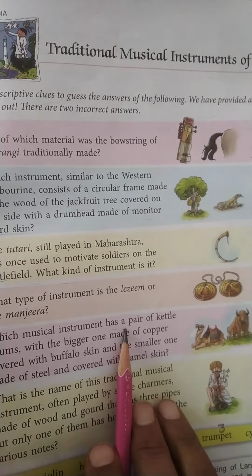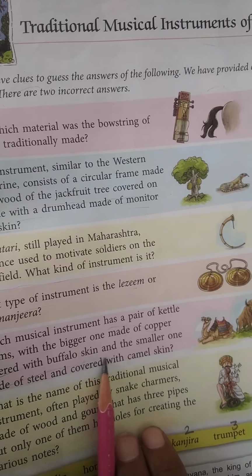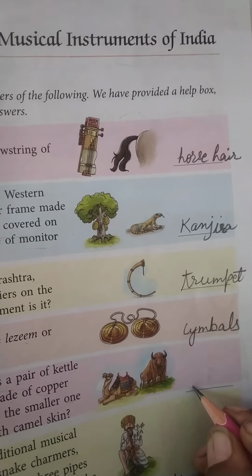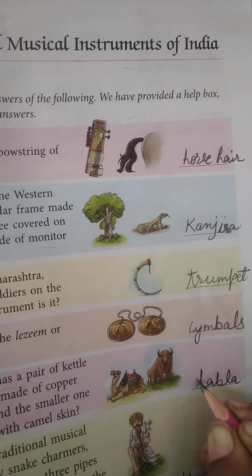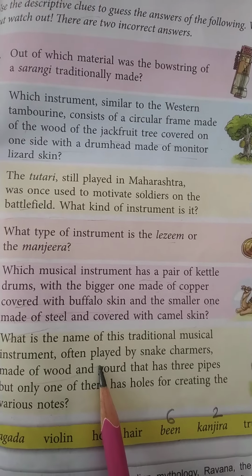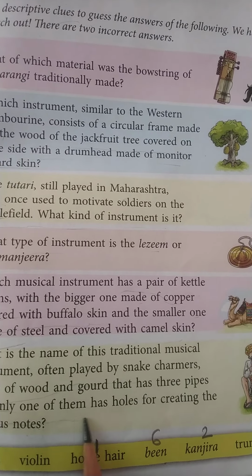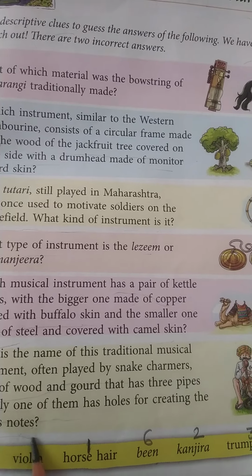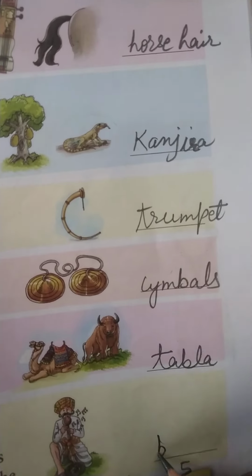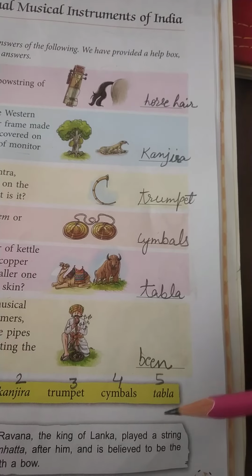Which musical instrument has a pair of kettle drums with the bigger one made of copper covered with buffalo skin and the smaller one made of steel and covered with camel skin? So its name is tabla. The last is, what is the name of this traditional musical instrument often played by snake charmers made of wood and gourd that has 3 pipes but only one of them has holes for creating the various notes? So all of you know this very well, that is been. You can see in the picture, this man is playing the been. So these all are the answers of page number 75.